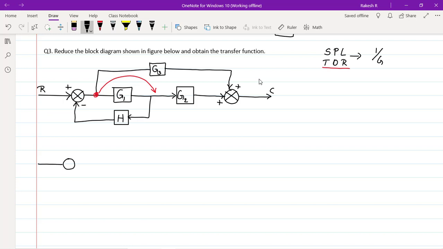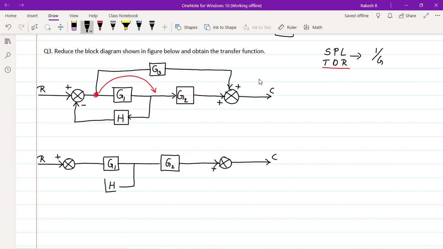First I have the input R and a summing point here, with positive input, and I have G1 here. Next I have G2 here. Then again we have a summing point here, and the output is C. This is positive. We have a feedback, that is H is the feedback here.